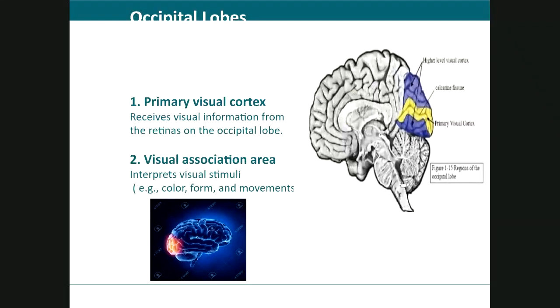In the posterior region is the occipital lobe. The occipital lobe has an important cortex called the primary visual cortex. This receives the visual information from the retinas to the optic lobe, and it has the visual association area, which is stimulating that visual input for a reaction. It sees the color, form, and movements of what we're seeing.